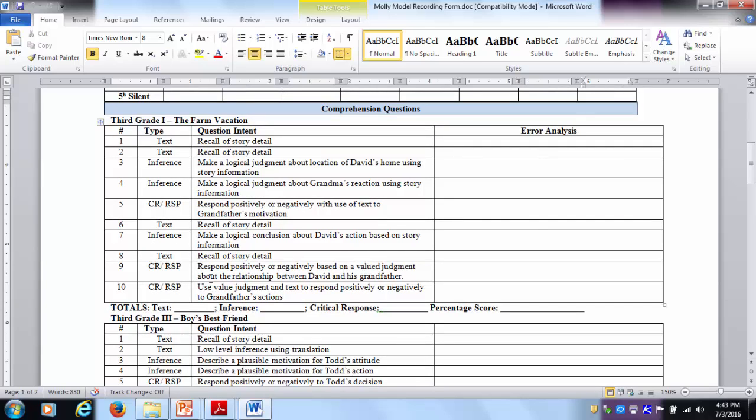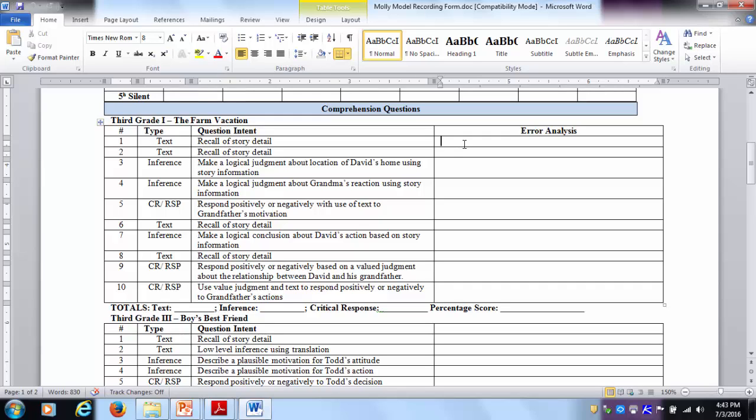This takes us to the comprehension questions. What we suggest here, as you can see, we have identified the type of question: text, inference, or critical response. But something else we've done, we've given you the intent of the question. So as you score the student's response, if the student is correct, all you simply do is put a plus here. But if the student has not provided you with the correct response, you will either give it a half or 0. What we suggest here is jot a little note down.